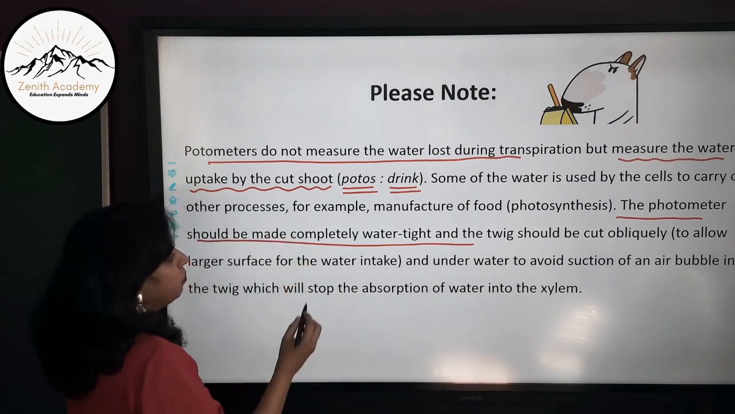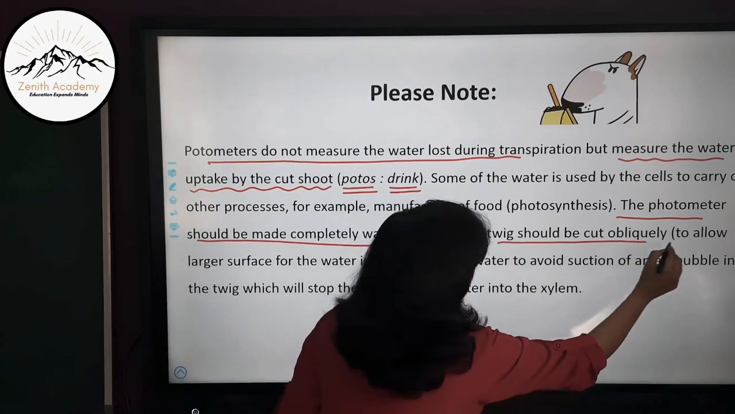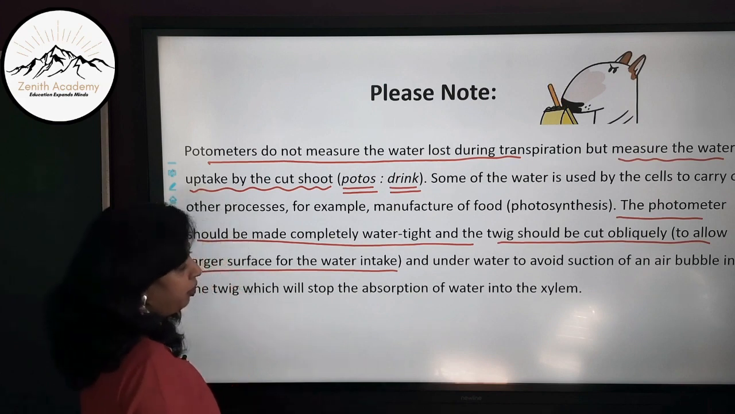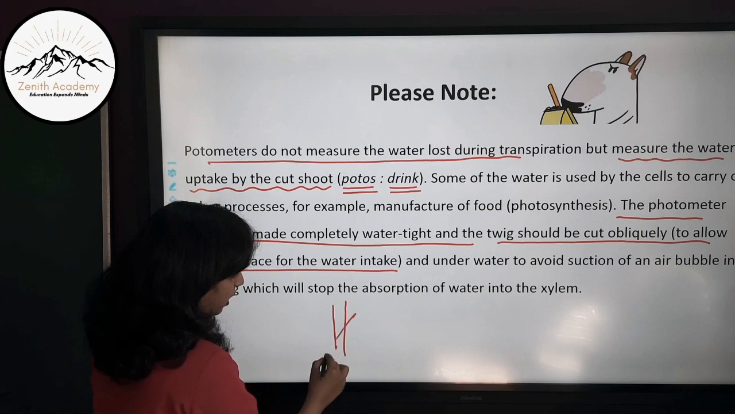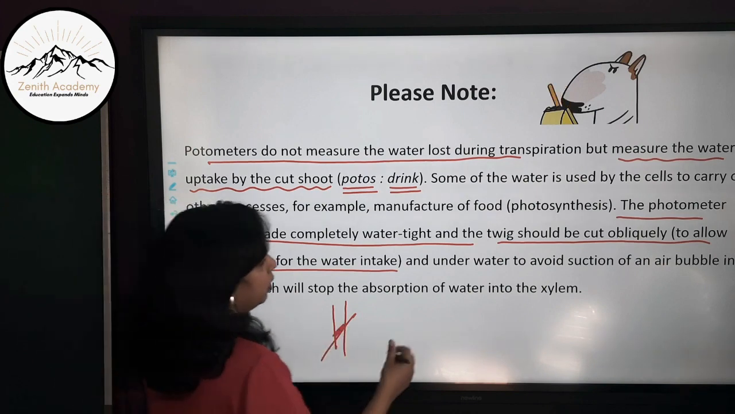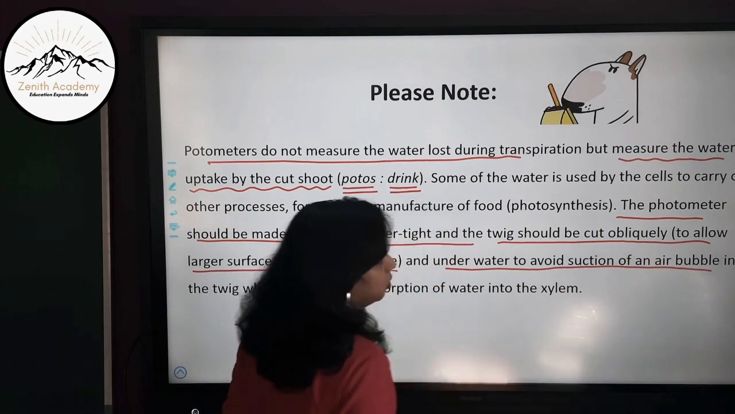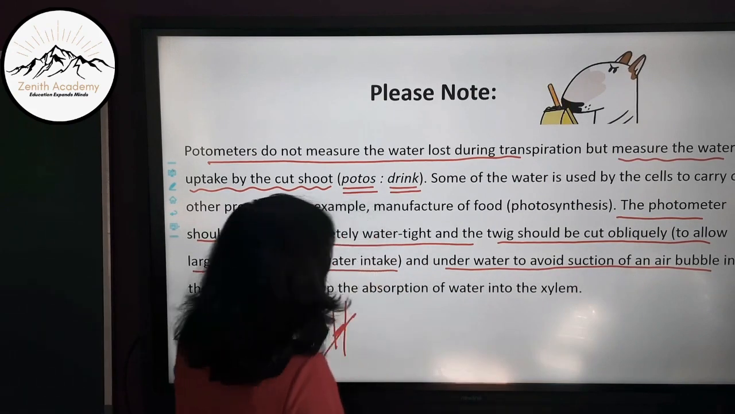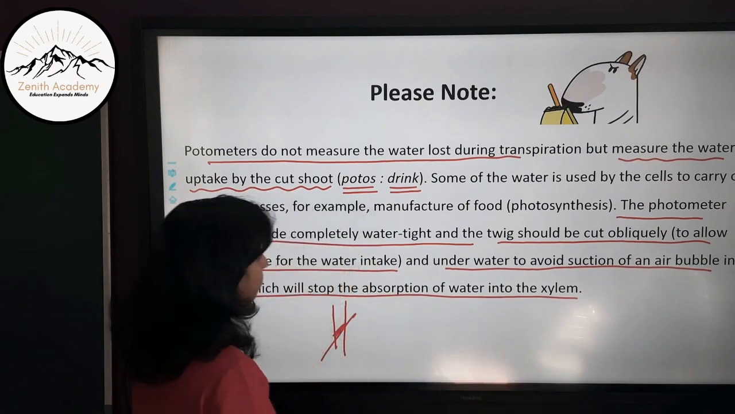This is another precaution that you should take. Also, the twig should be cut obliquely to allow a larger surface for water intake. Suppose this is the twig, you have to cut it obliquely so that a maximum amount of surface is there for water uptake. And it should be underwater to avoid suction of an air bubble. So the twig should be inserted properly inside the water to avoid the suction of an air bubble into the twig, which will stop the absorption of water into the xylem.